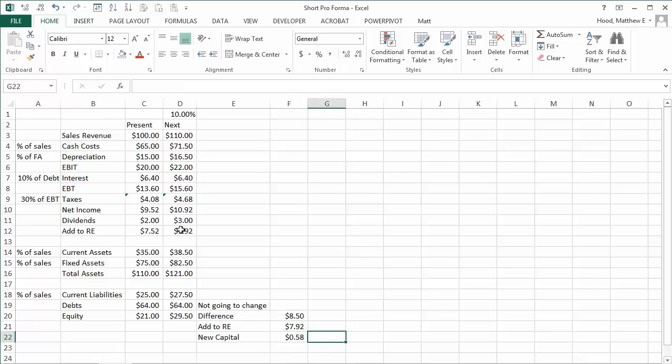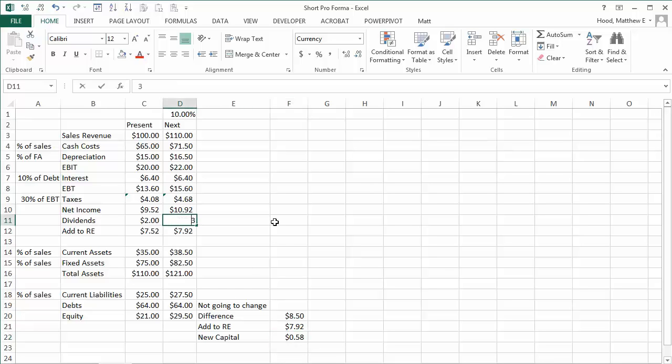$0.58. So in order to have 10% growth with no change in my debt and giving out a $3 dividend and maintaining constant rates everywhere else, then I'm going to need 58 cents in new capital financing. Now I want to change some assumptions or look at what else I could do to do some experimenting. So I've decided here dividends are $3. This will give me new capital of 58 cents.